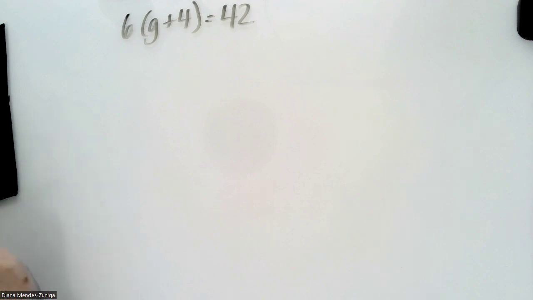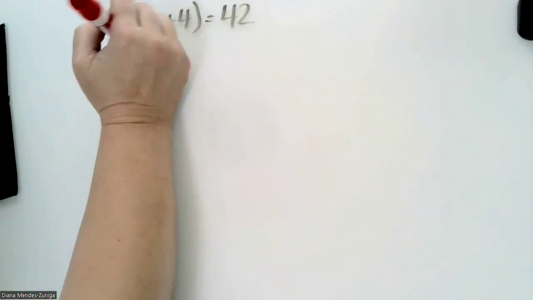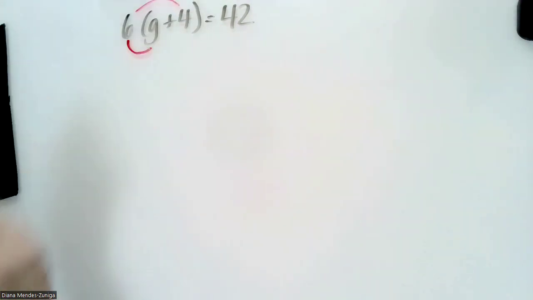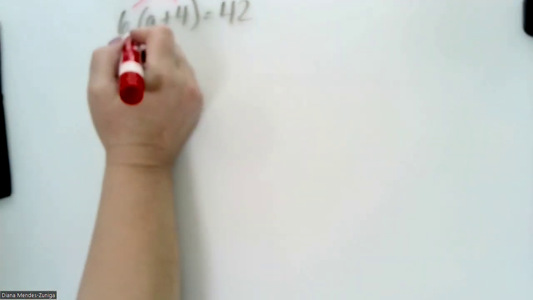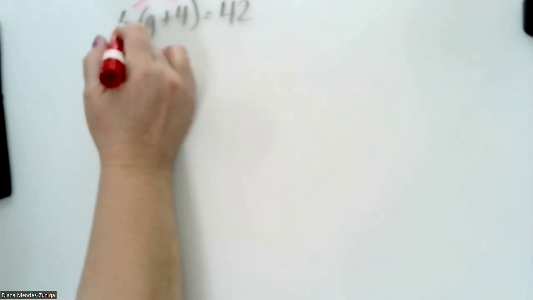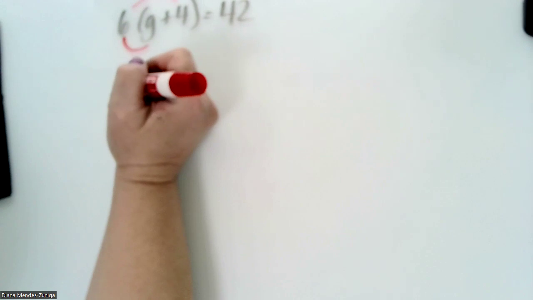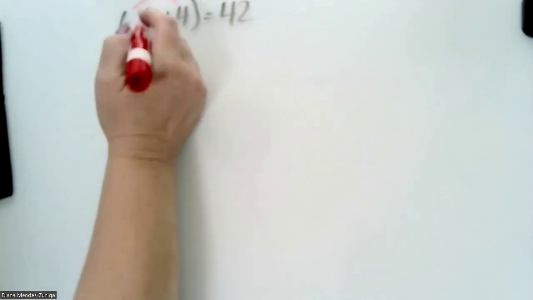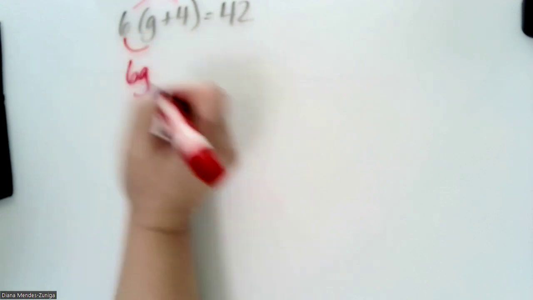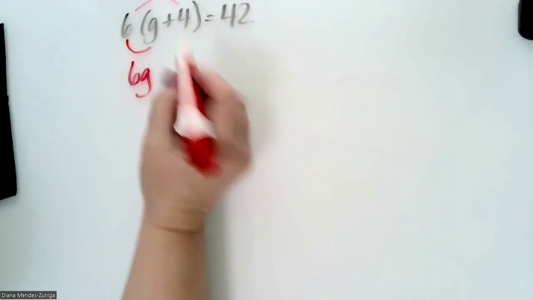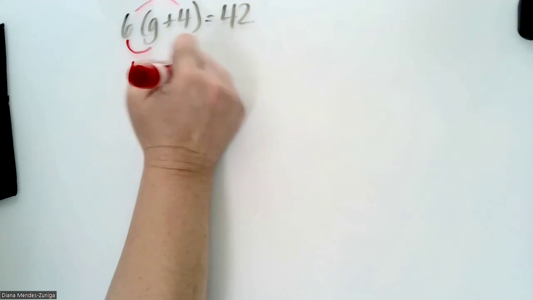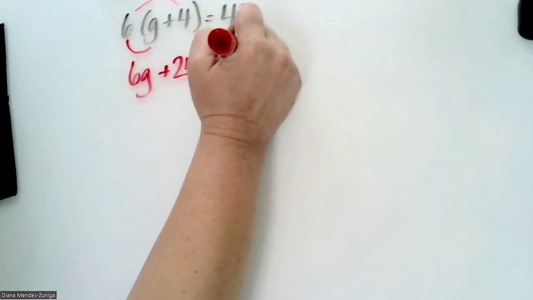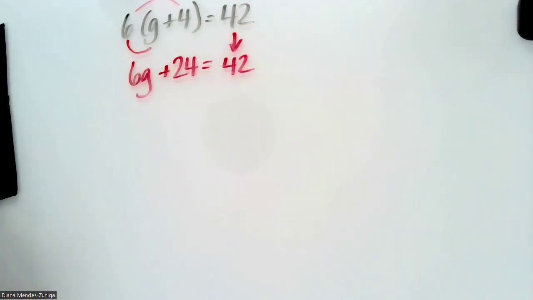So if you do not have distribution in your problem, then you just skip right to the combining like terms. This one does happen to have a distribution in it, so that's going to be our first step here. And reminder, distribution is when you multiply the number on the outside to both of the numbers or variables on the inside. So here we have 6 times G is going to give us 6G, and then 6 times 4 is going to give us 24. We're going to bring this down because we didn't touch it. So that's going to be our first step.